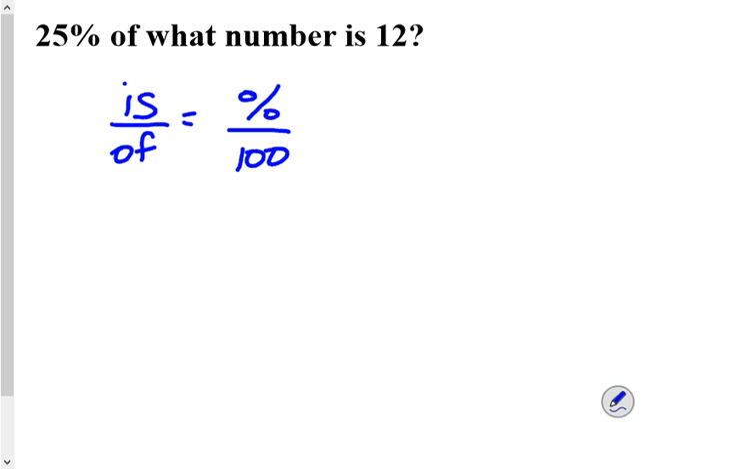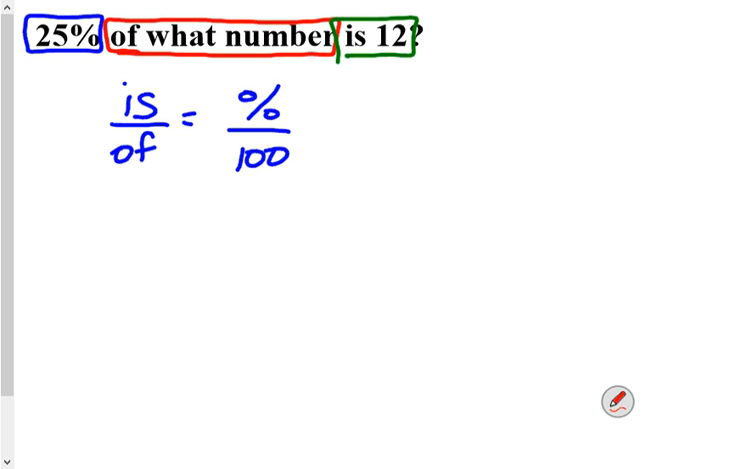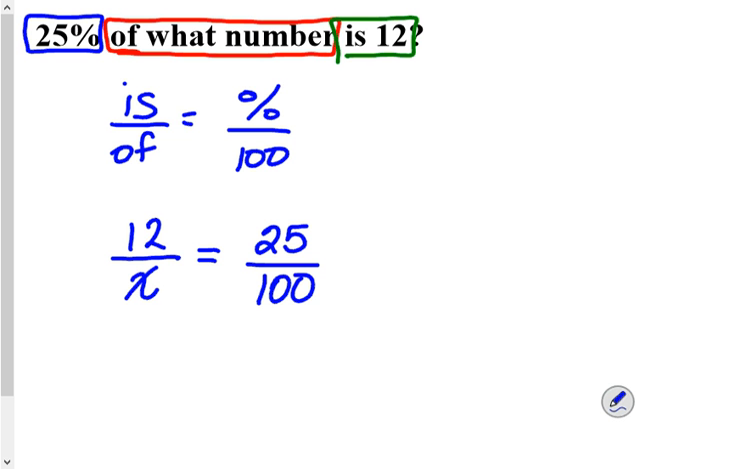All right, when I box this, 25 is my percent, and then I see my of what number? Is 12. So 12 is what part of, so that's going to be my x, it's going to go here. My of is what I'm missing. So 12 is part of some number, and it's specifically 25% of that number. So 12 over x equals 25 over 100.